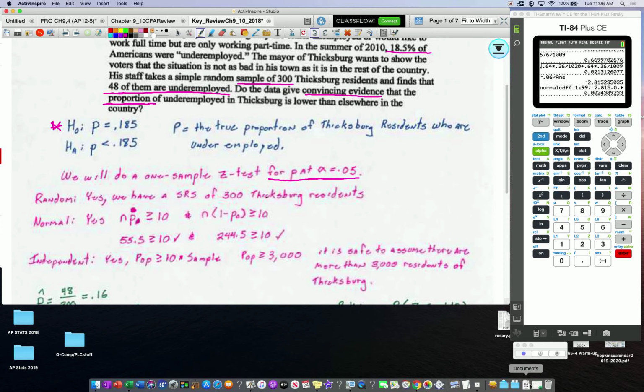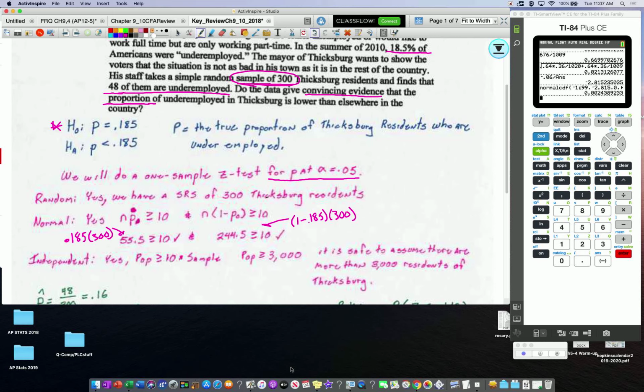Okay, so these should go pretty quick. It is random, a simple random sample of 300 Vicksburg residents was taken. Is it normal? Okay, so what I need to do is take a look at here. Remember, it's p of the null hypothesis. So where I'm actually getting this from, I know it says 55.5, is I actually have to go 0.185 times 300. Okay, that gives me the 55.5, and then this is 1 minus 0.185 times 300. That's where the 244.5 is coming from.